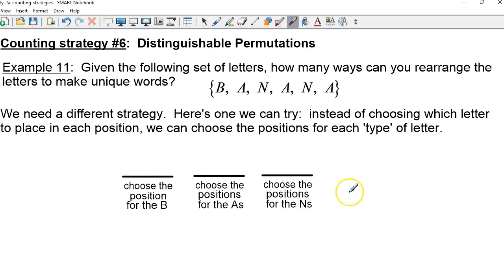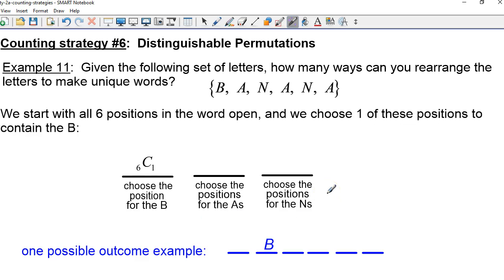Okay, so we need a different strategy, and here's one we could use. Instead of choosing which letter to place in each position, we can choose the positions for each type of letter. So we can say, let's have a box for the number of ways to choose the position for the B, and then a box for the number of ways to choose the positions for the A's, and then a box for the number of ways to choose the positions for the N's. So if we started with all 6 positions in the word open, we can choose one of those positions to contain the B. There would be 6 choose 1 ways for that to occur, because we'd have to choose one of the spots to contain the 1 B out of the 6.